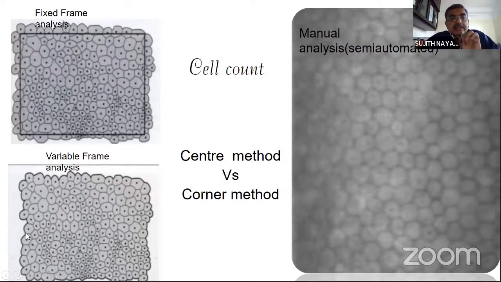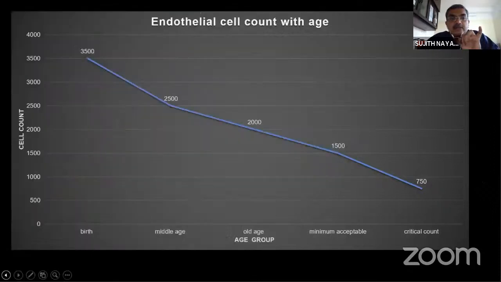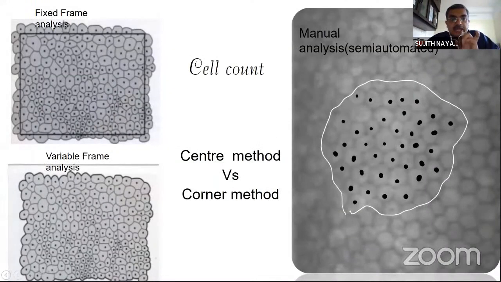How is this calculated? It is calculated by two methods. One is called a fixed frame analysis, where a fixed size frame is utilized to calculate the number of cells. In the fixed size frame, the edge cells, which are cut in half, sometimes may be disqualified and not taken into calculation. Whereas in the variable frame, you go through the margins of the cells and take an area and count the cells within that area.